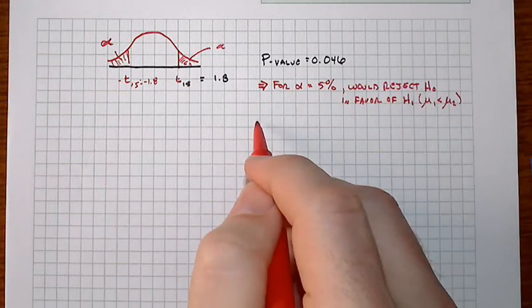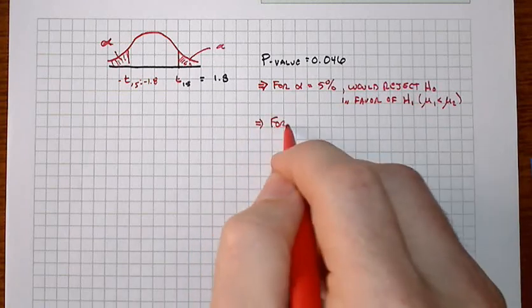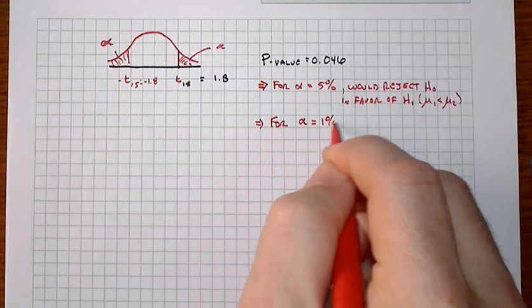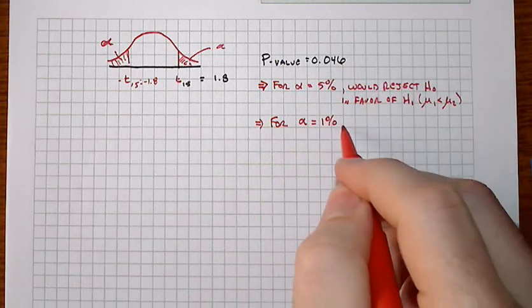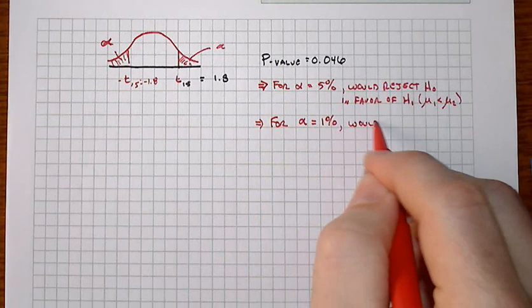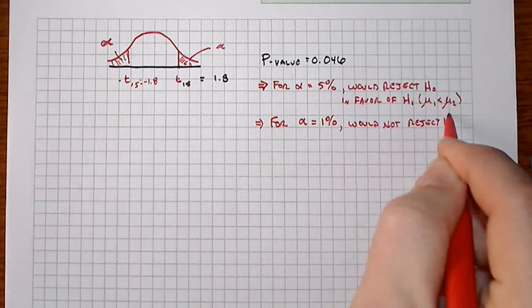Here's the second reason why I didn't state it ahead of time, and that is that for alpha equal to 1%, we would not reject our null hypothesis.